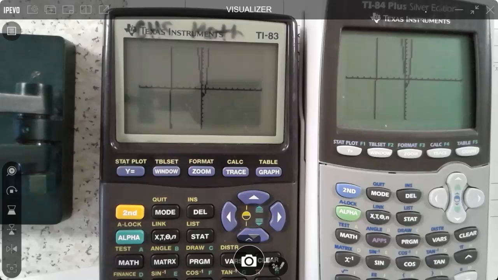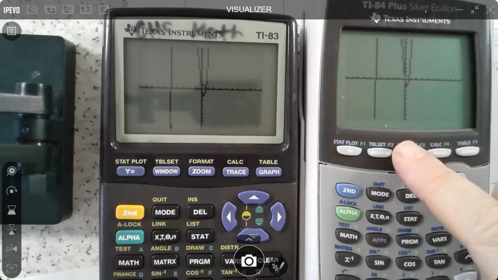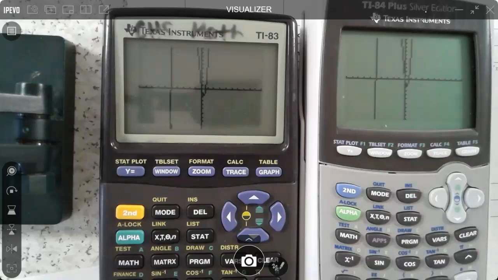How do you get the graph? Zoom 6. You press zoom and then 6. Yep. I did. Scroll down to 6. Miss McGee, watch what happens. It's not the same one as that. My calculator died. It's dead.